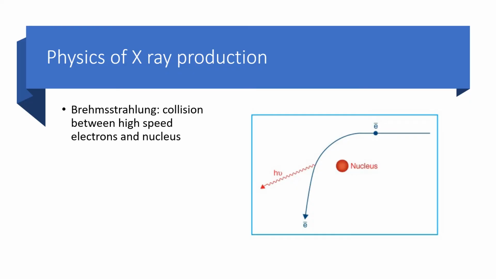So coming to the physics of X-ray production. Now there are different mechanisms of X-ray production. The two are Bremsstrahlung and characteristic. Now let's discuss them one by one.